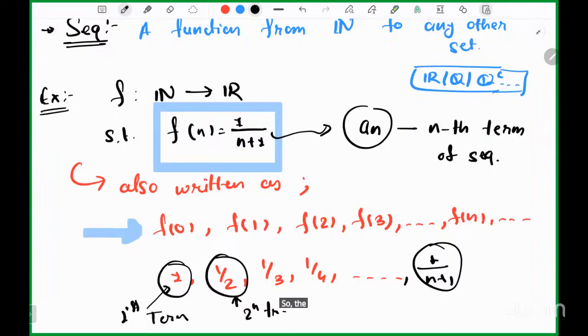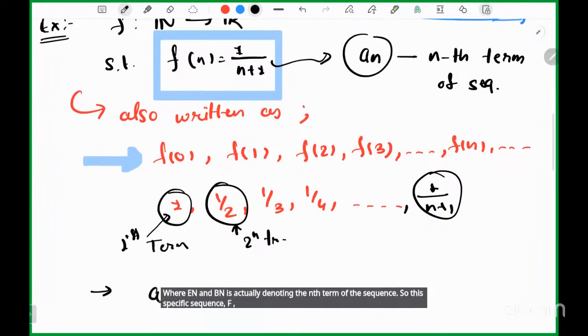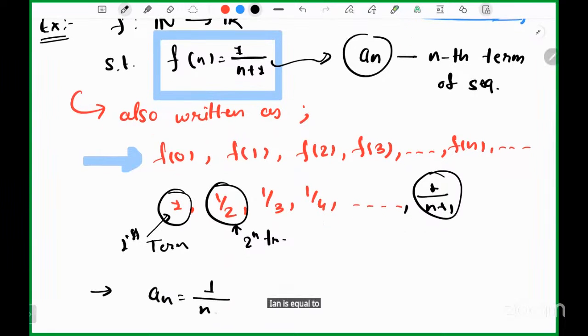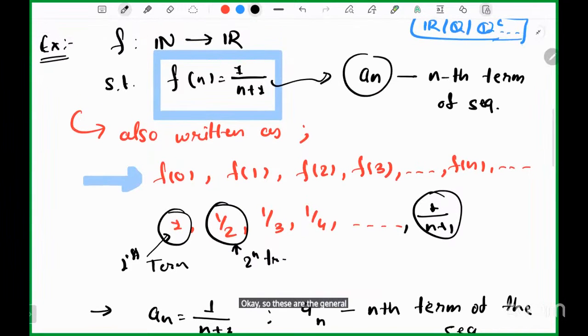So sequences can also be written as a sub n or b sub n, where a sub n and b sub n denote the nth term of the sequence. So this specific sequence f of n can be written as a sub n is equal to 1 by n plus 1. Here, what is a sub n? It is actually the nth term of the sequence. Okay, so these are the general notations for denoting a sequence.